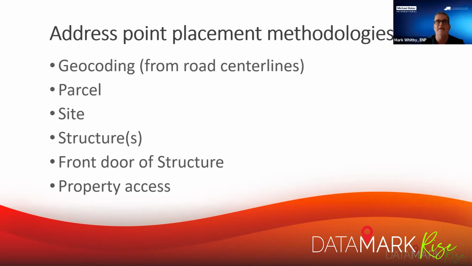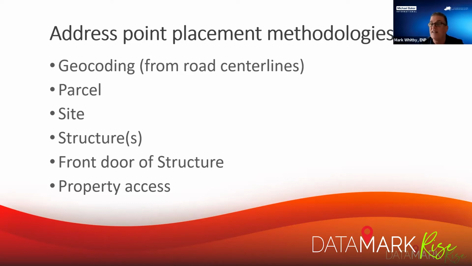Okay, so let's talk about some of these different methodologies. You can geocode from the road centerlines. You can be parcel based, so you put an address point in the middle of that parcel. Or you put it on the site, so maybe actually on the building itself, but some places go even further. What's the front access door, the front door of the house? Or for those rural areas where maybe your house is on 12 acres and your house is way in the very back on the last 2 acres, and it's surrounded by trees, how are the responders going to find that house?